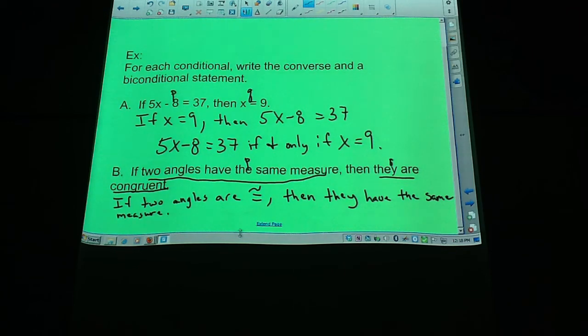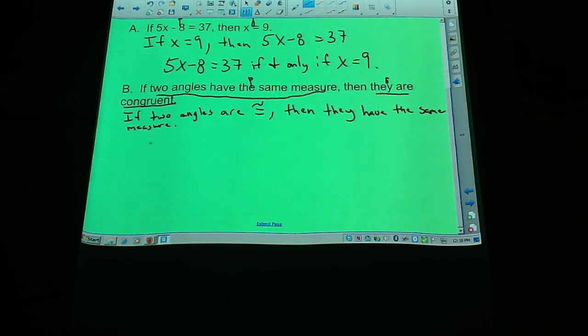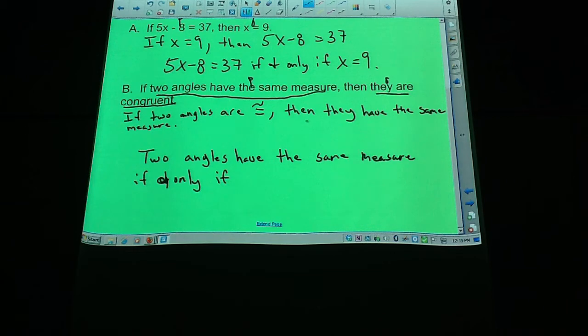Now that would be true, so we can go ahead and write the biconditional for this. So to write the if and only if statement, we're going to go back to the original and say two angles have the same measure if and only if they are congruent.